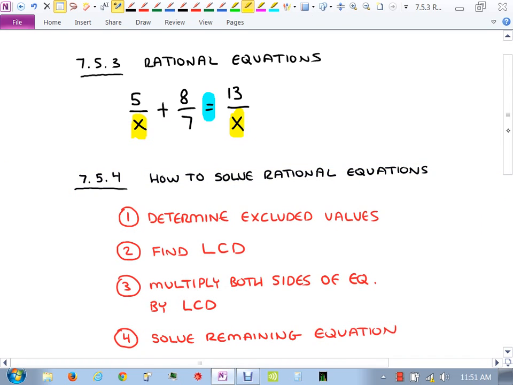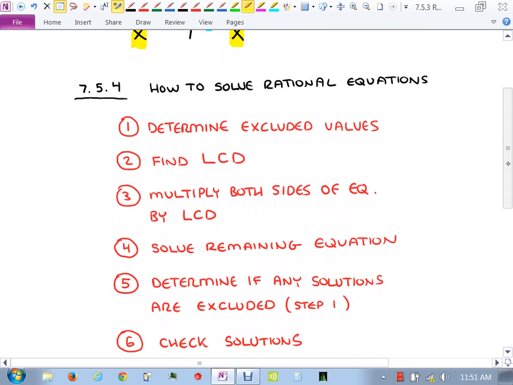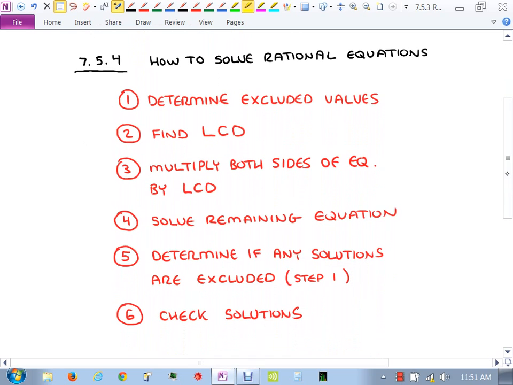Remember I said on a test you're allowed to have a cheat sheet, right? This would be a perfect example of something that you would want to put on that cheat sheet, right? Because it lays it out there for you. You still have to know when you get to the test, oh, look, that's a rational equation. That means I have to refer to this on my cheat sheet, but at least you have the steps there.